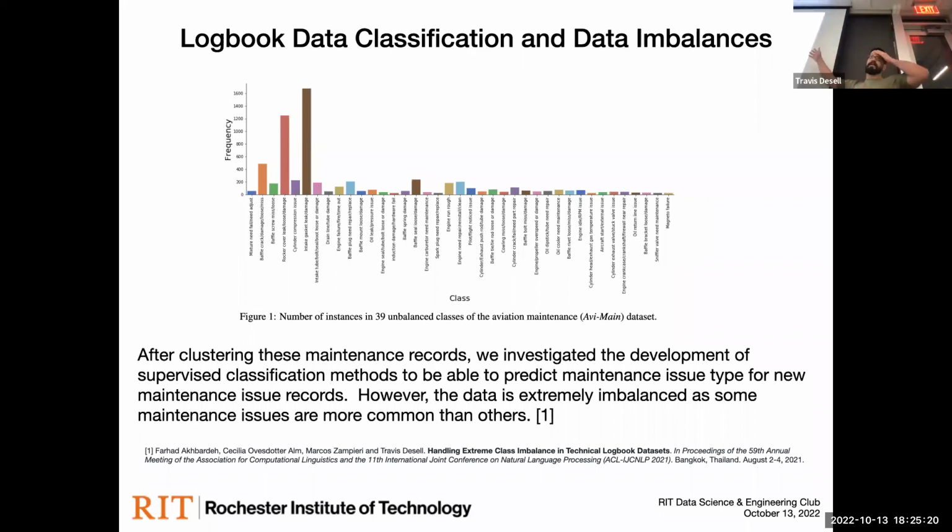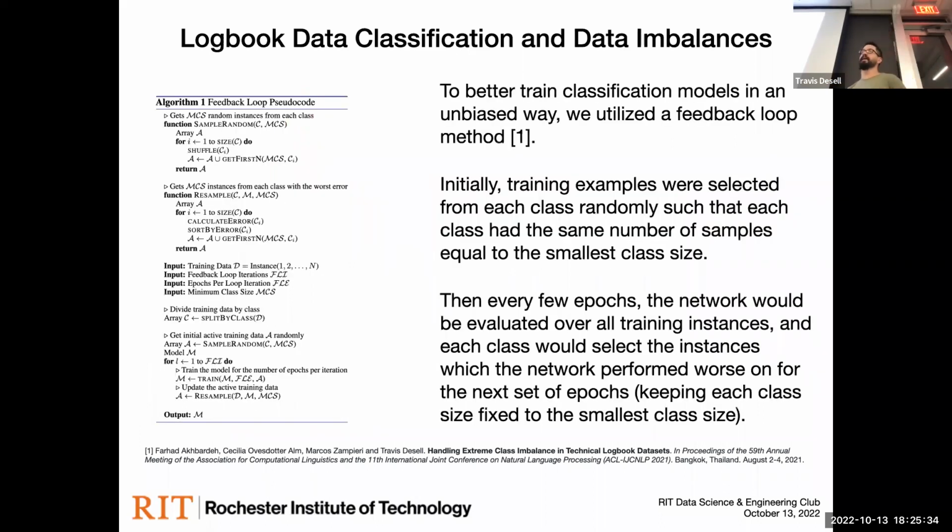So that's what we looked into. But the issue here is if we look at the distribution of the different types of maintenance issues, we have thousands of examples of some of them, and then in others we might have 10 or 20. So it's massively imbalanced data that we had to deal with. One of the things we played around with that we found helped a lot was a method I had played around with a bunch of years back for computer vision to handle massively imbalanced data. The idea is to have a feedback loop where initially you sample randomly from every one of your classes, such that each class is the same size as your smallest class. If your smallest class is 10, you'll just grab 10 things at random from every other class.